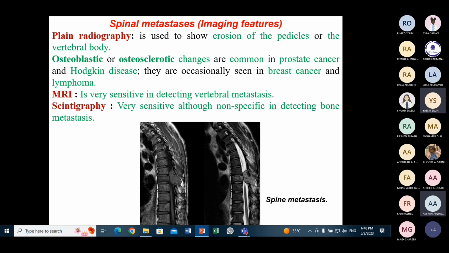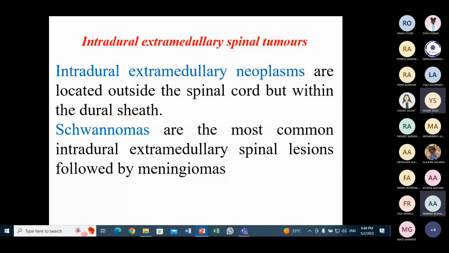MRI is very sensitive in detecting vertebral metastasis. If the patient is suspected of metastasis, you can do MRI and also scintigraphy. We always do scintigraphy because it is also very sensitive, but its problem is that it is non-specific.